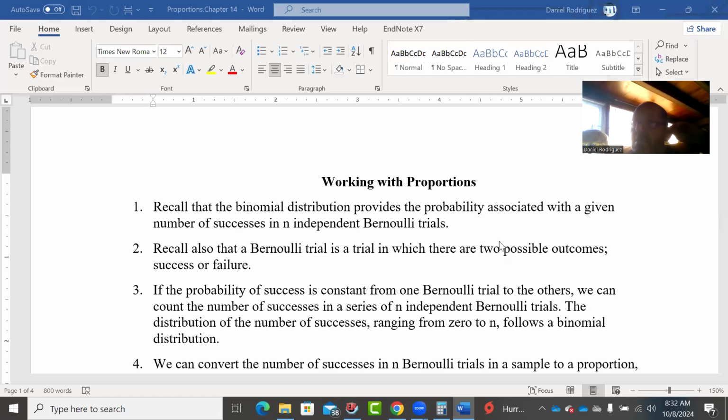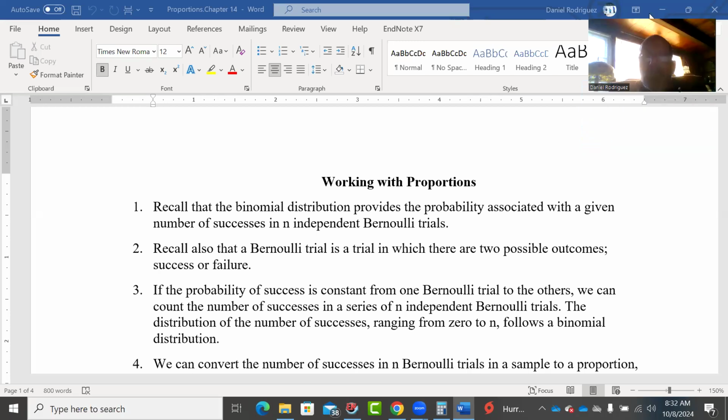Hello, everybody. So this is a lecture on working with proportions. Sometimes we work with proportions instead of raw data. I mean, we can actually just use proportions and test hypotheses with it.